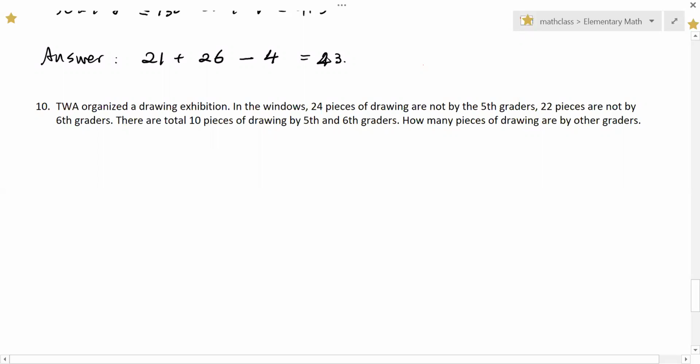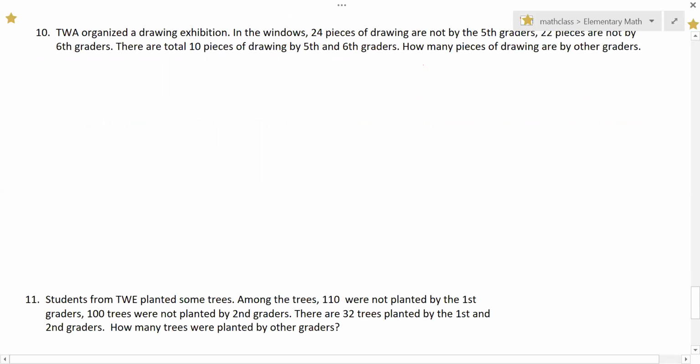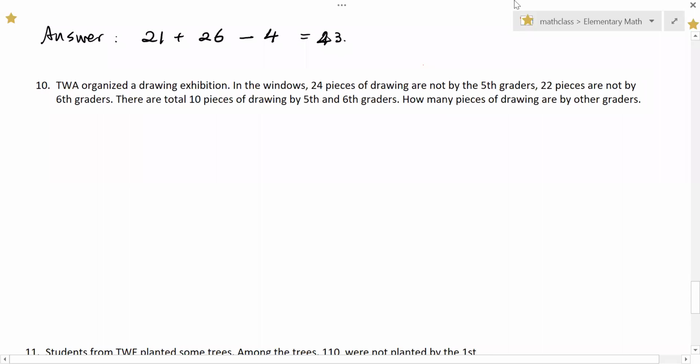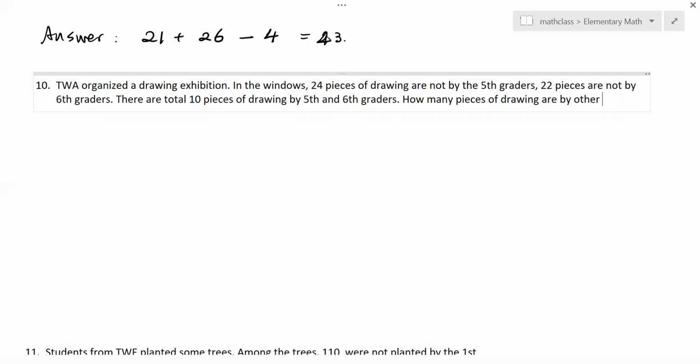Okay. Yeah, other grades, I mean, from first grade to fourth grade. Okay. By other students from first grade to fourth grade.